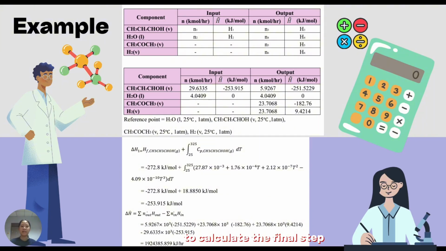To calculate the final step, we use the total of the flow rate times the specific enthalpy in the outlet stream minus the total of the flow rate times the enthalpy of the input stream. And finally, we can get the answer.